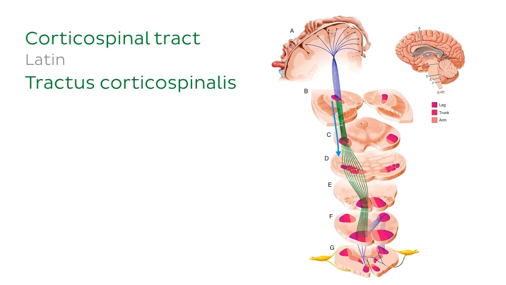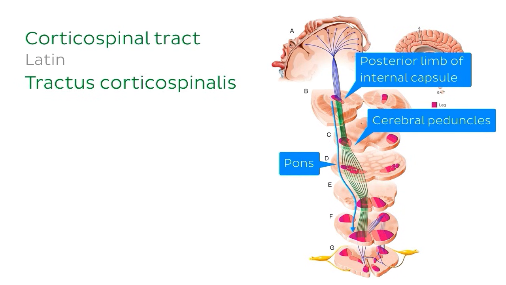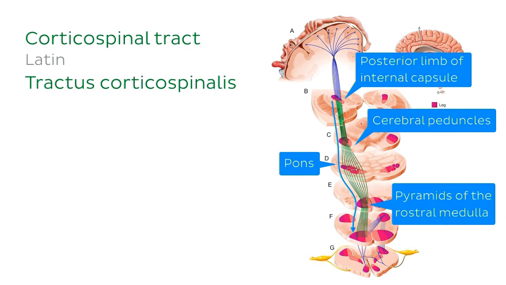From the cerebral cortex, the fibers of the corticospinal tract descend through the subcortical white matter, where they go on to pass through the posterior limb of the internal capsule, which we mentioned is located between the thalamus and the putamen. From here, the fibers of the corticospinal tract descend into the midbrain, where they travel within the cerebral peduncles and then continue on to the pons, before gathering into discrete bundles which form the pyramids of the rostral medulla.